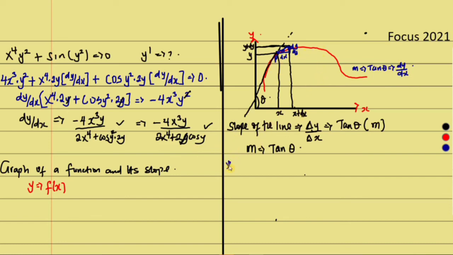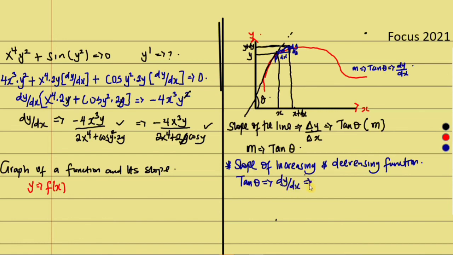Then again, we can also consider the slope of increasing and decreasing functions. A very quick one because of time. Just to finish this: we have already studied that tan theta is equal to dy by dx, which is the same thing as the slope of a line. Students should always be careful that the slope of a line can be in two categories. It can be a positive slope and it can be a negative slope.